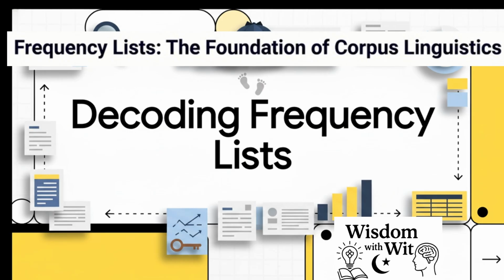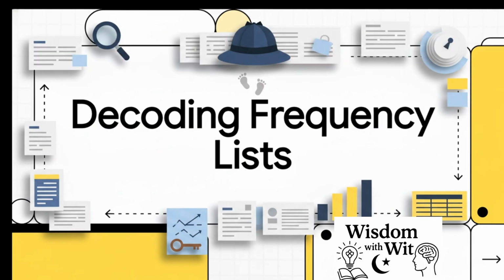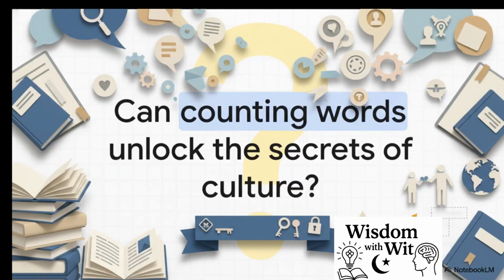If you've ever wondered how we actually prove how language works in the wild, well, you're in the exact right place. So, can simply counting words unlock the secrets of human culture? On the surface, counting words sounds like the most dry, basic math imaginable. Just 1, 2, 3, 4, right?